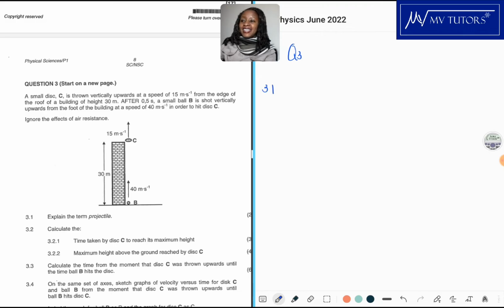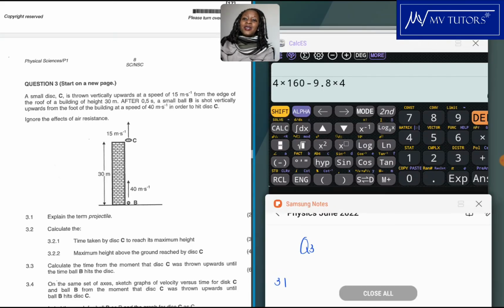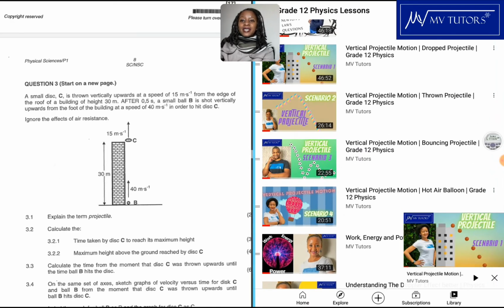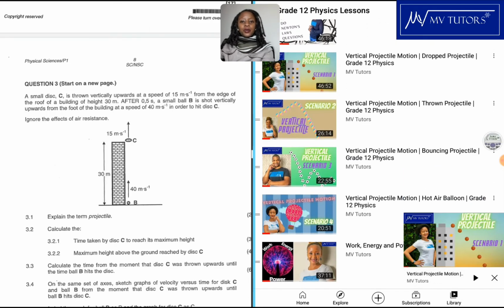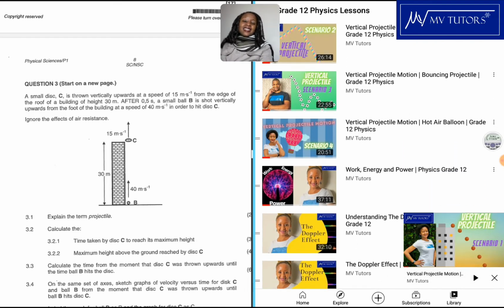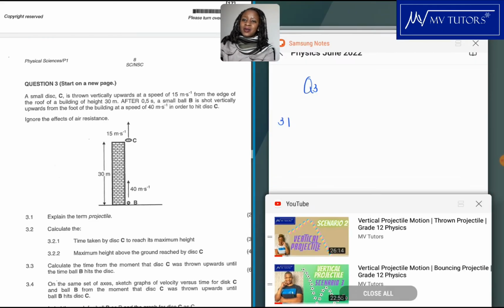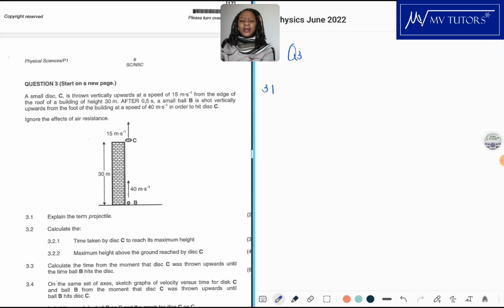If you would like more knowledge on vertical projectile motion or projectiles in general, you can have a look at our videos here. We describe it in detail. We go through the vertical projectile motion of a dropped projectile, of a thrown projectile, of a bouncing projectile, and that infamous question of the hot air balloon that the matric saw last year after a very long time. So let's get back to the question. Basically that is a projectile. Now we can get to the calculations.